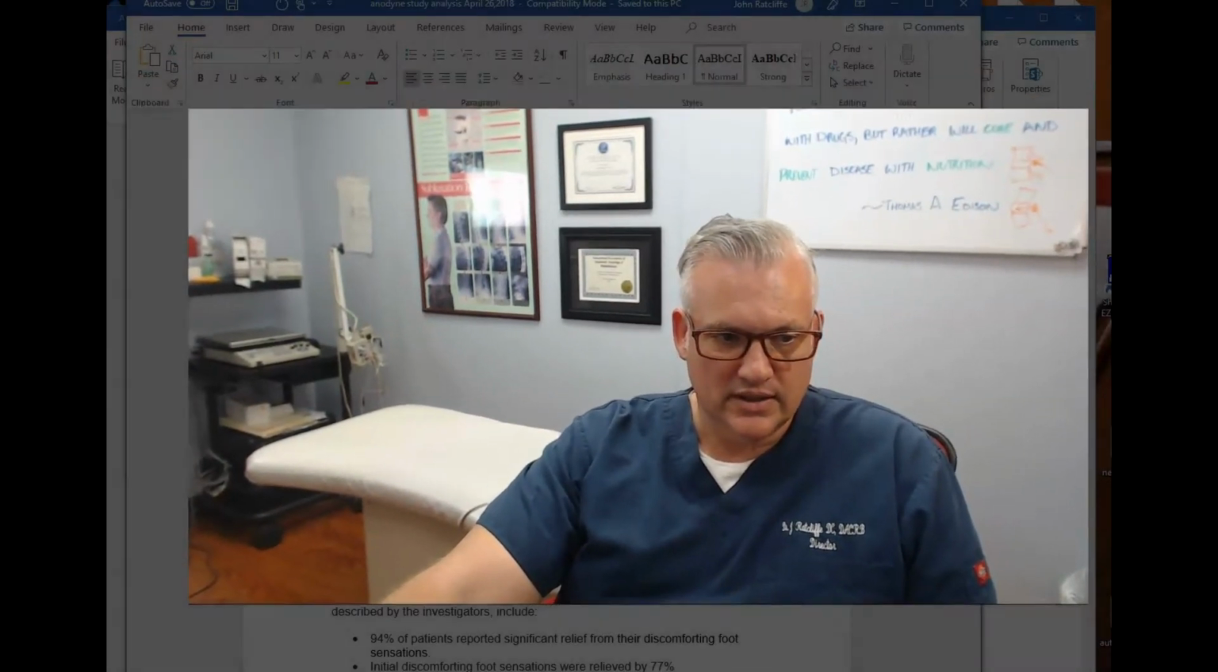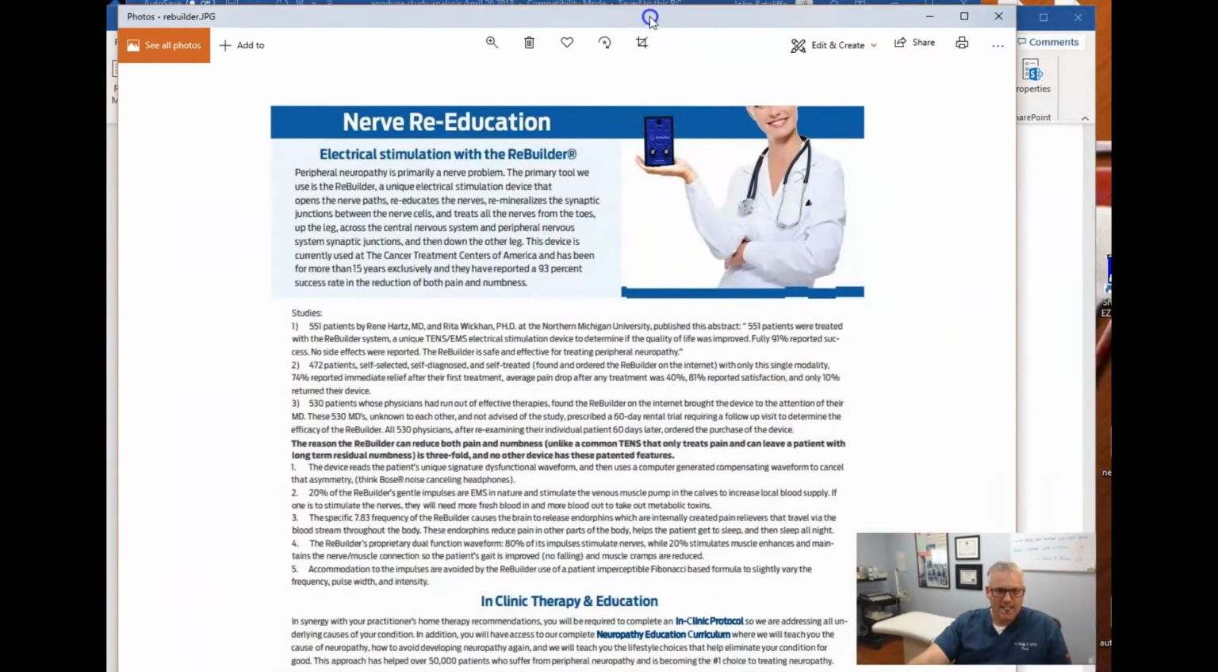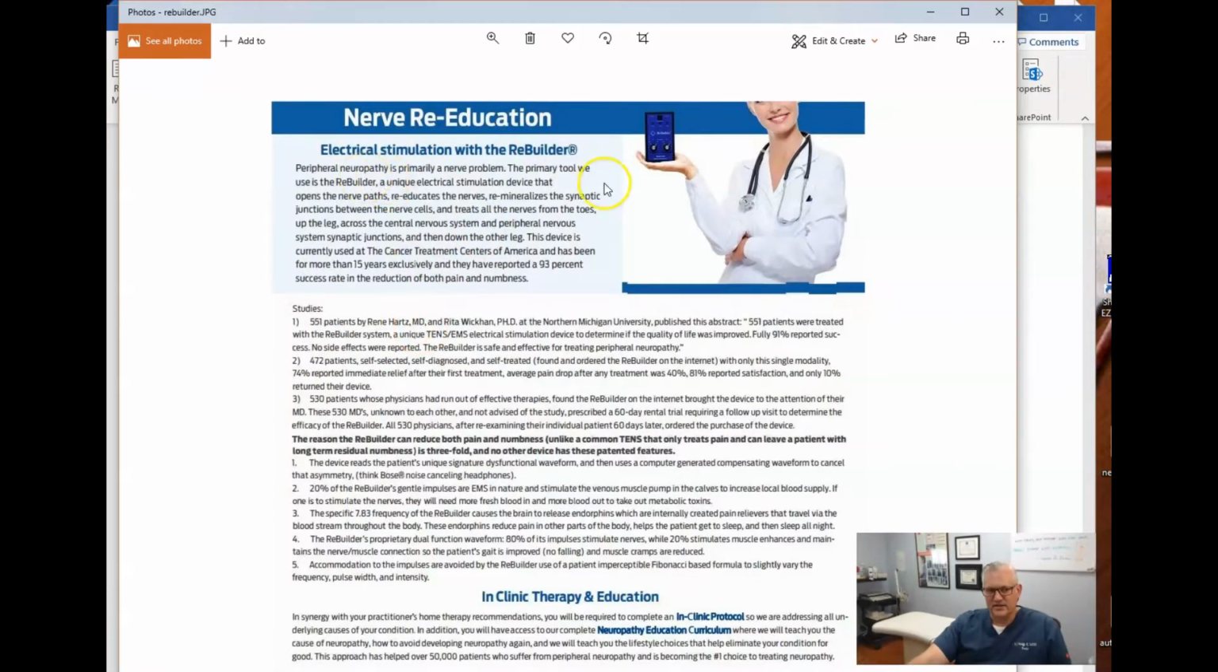Next, what's interesting, we'll be using, let me see if we can get this up here. We've been experimenting with devices similar to the Rebuilder here. This is interesting. It's a patented device that Cancer Treatment Centers of America use for when they have patients. I would imagine, it doesn't say in this little pamphlet who's using it, but it could be chemotherapy-related neuropathy or radiation-induced neuropathy, or in fact just neuropathy from the cancer itself. But they've been using this device for over 15 years with a 93% success rate to reduce both pain and numbness. So this is a great product.